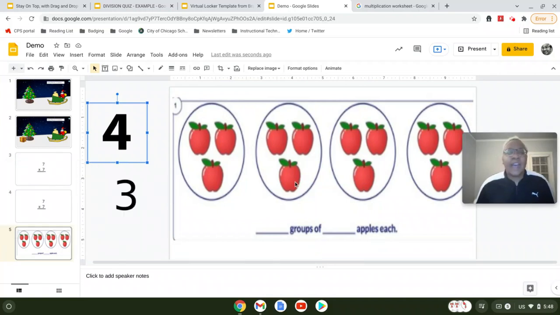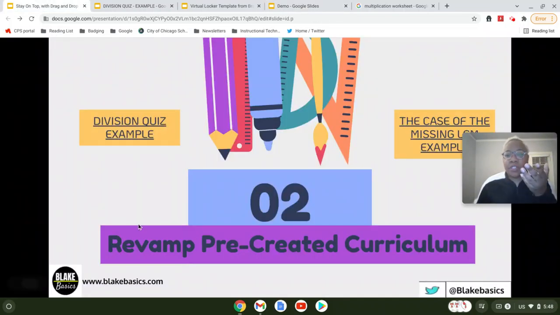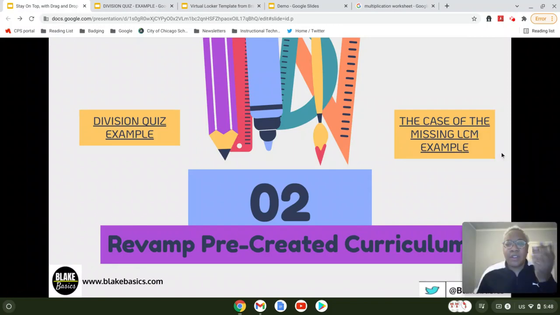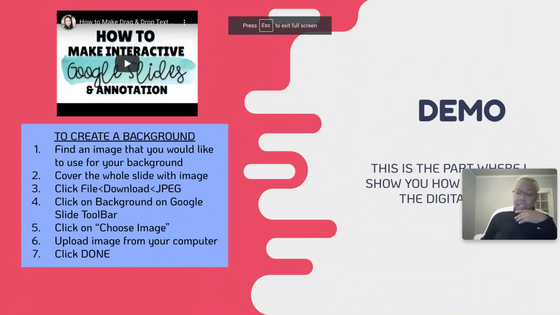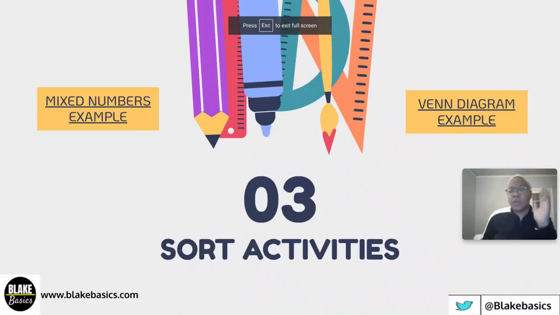So far, I've shown you how to create a scene, how to change pre-created curriculum, and how to do a fill in the blank activity. We really only have 2 more left to show. You kind of probably are like, oh, I get this. Like, I can do this. So let's get to the next one, which is sorting activities.